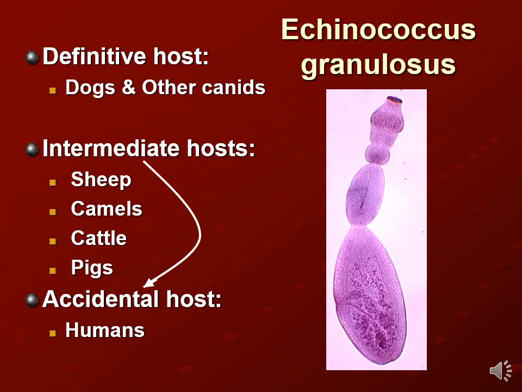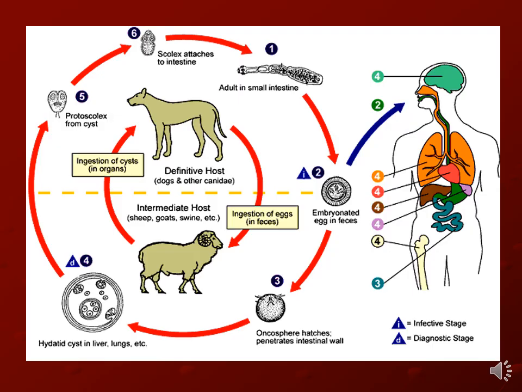So this worm occurs in dogs and other canids. The intermediate hosts are sheep, camels, cattle, and pigs. Those are the herbivorous animals. Accidentally, it can infect man as well. So if man comes to ingest the egg, man can be infected. So you see this life cycle circulates between dogs and sheep usually.